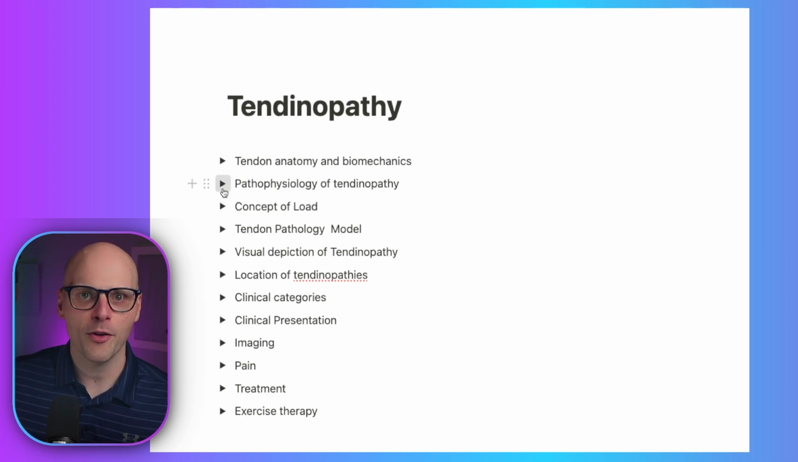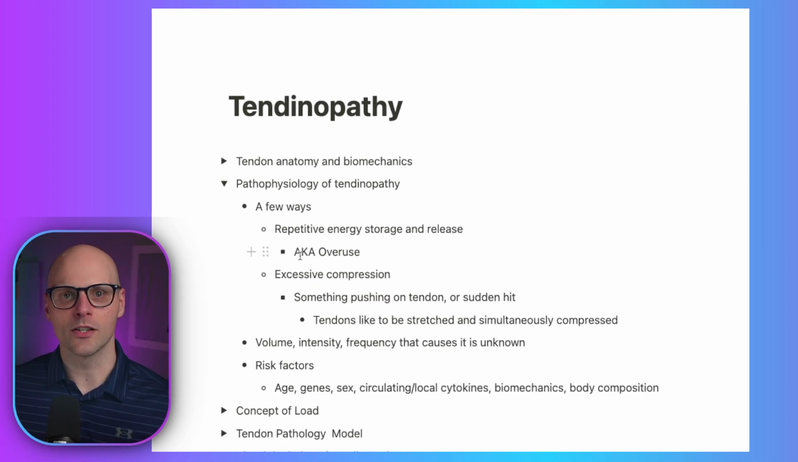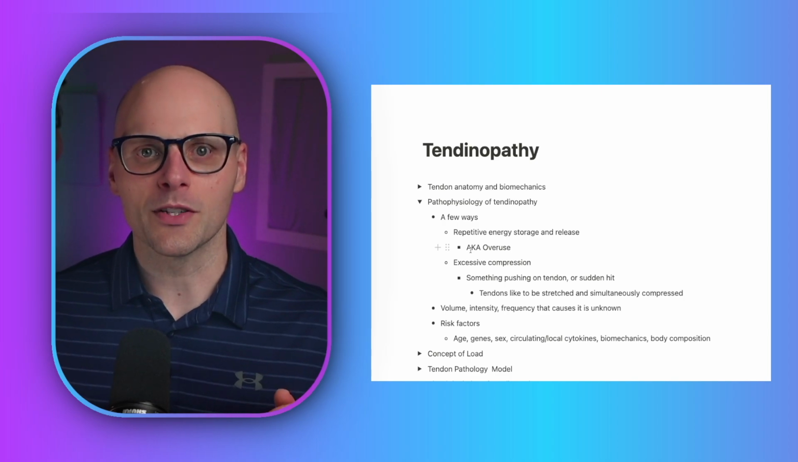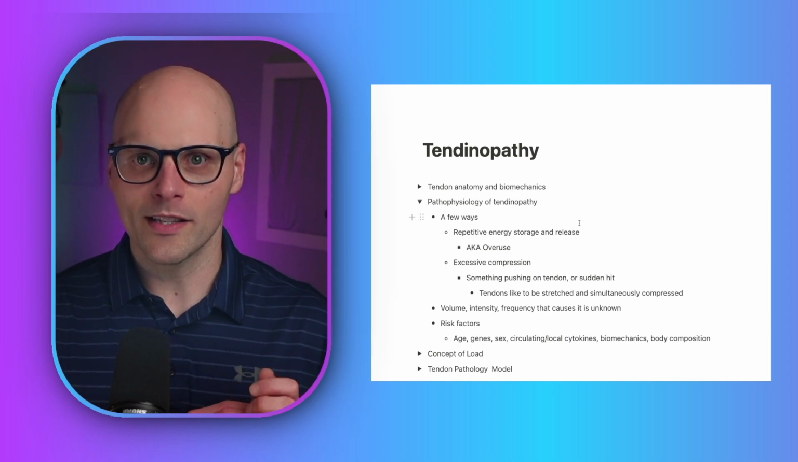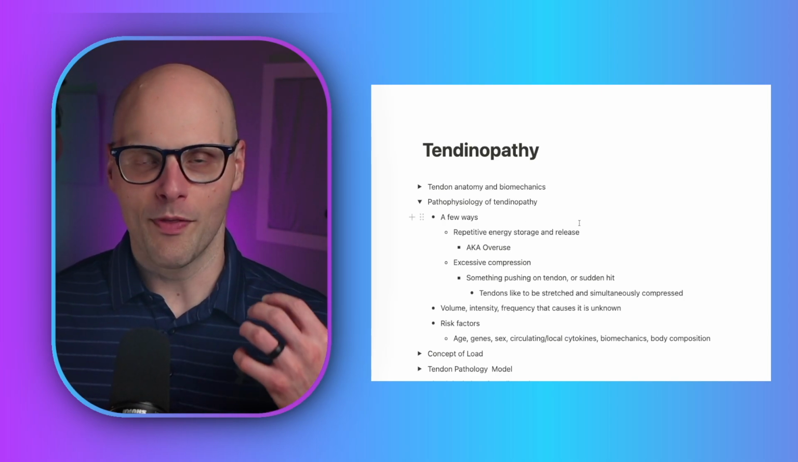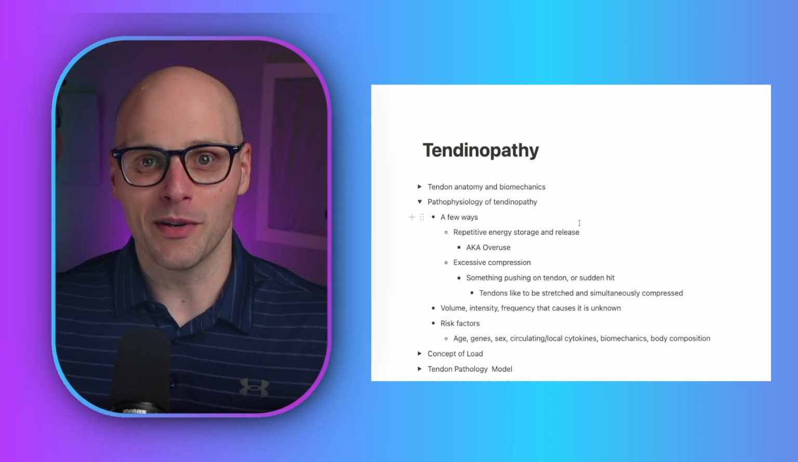Then talking about the pathophysiology of a tendinopathy. There's a few ways here. Specifically, the biggest thing we think about is repetitive use injuries, right? So when someone is doing something over and over, that's the biggest thing. So this is an overuse type injury.